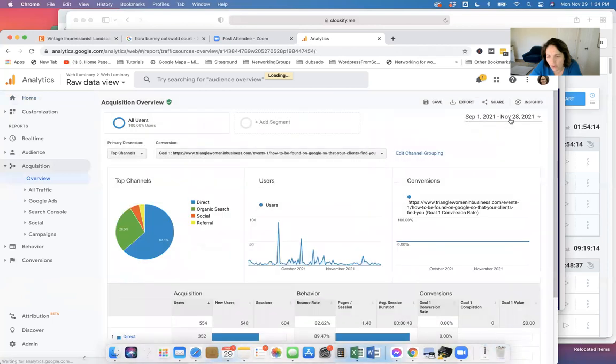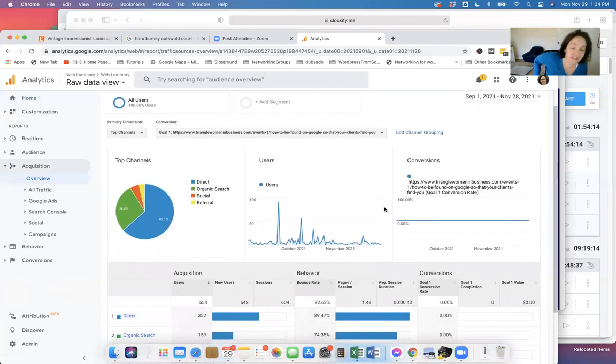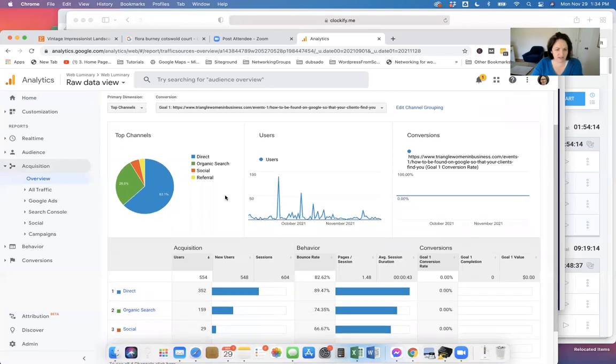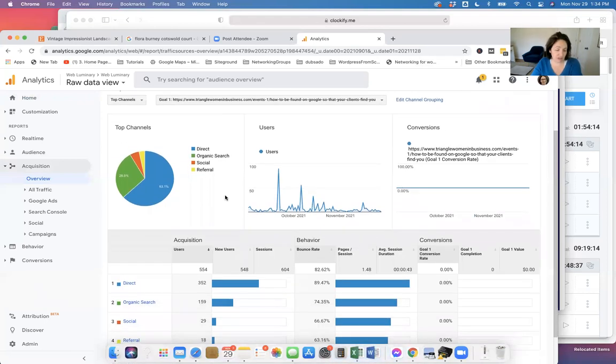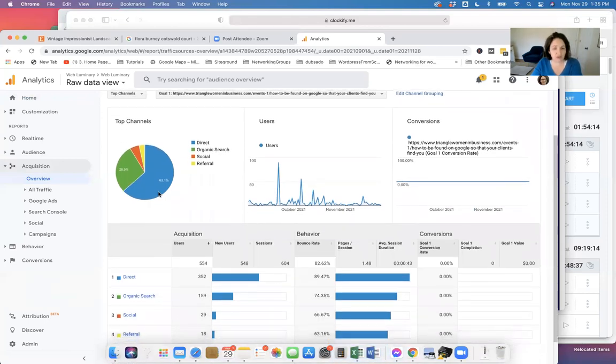I'll change the dates. This is more meaningful for me. So where are people coming from? How did they find me? And this is pretty much a little high for direct, but direct means they know me already. They type in www.luminary.com and they're looking at my website.